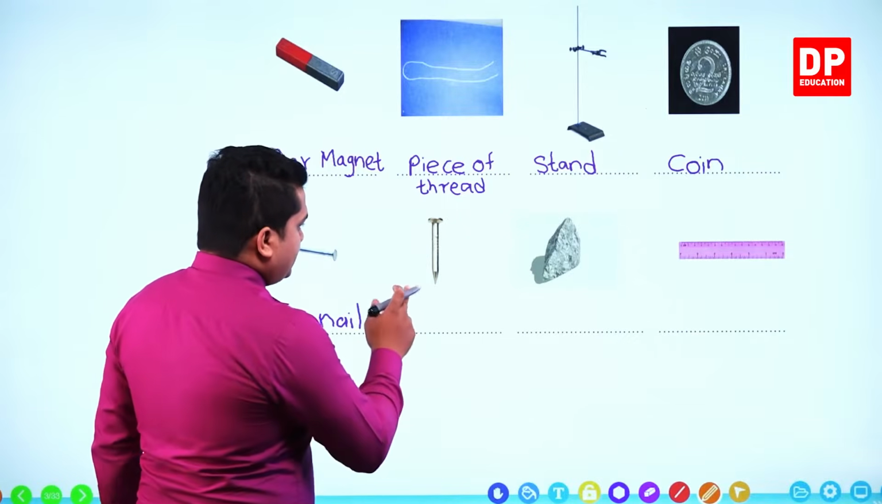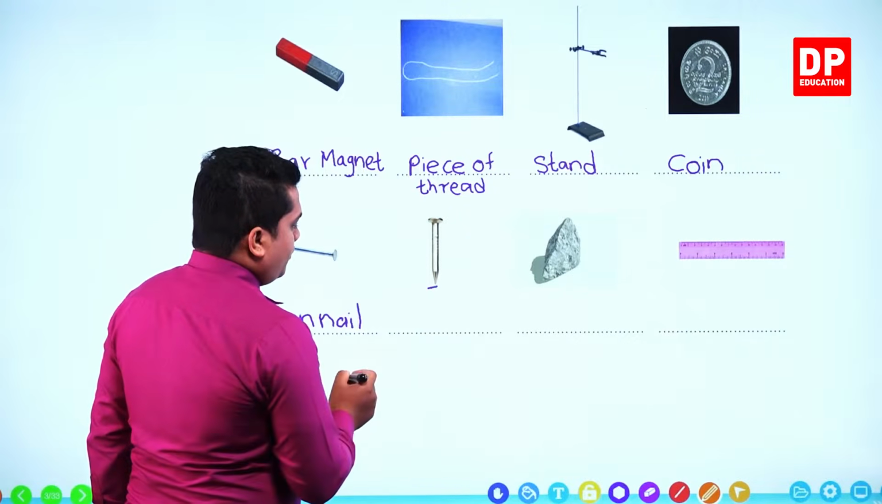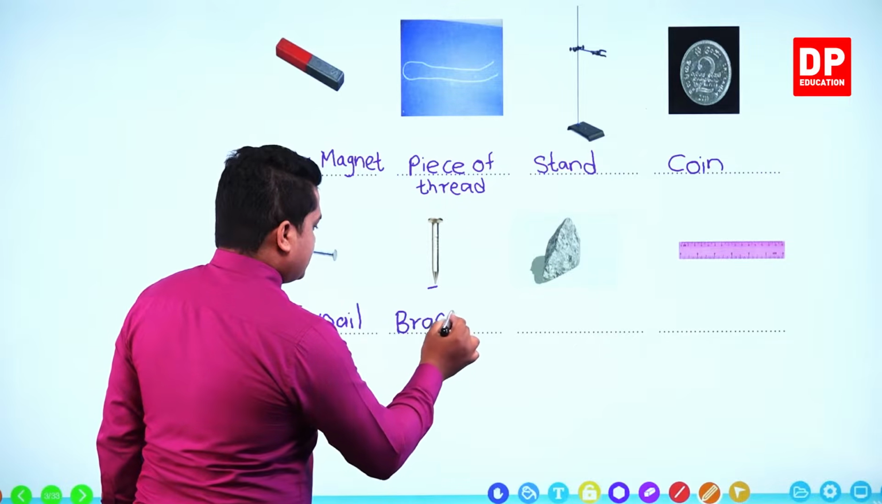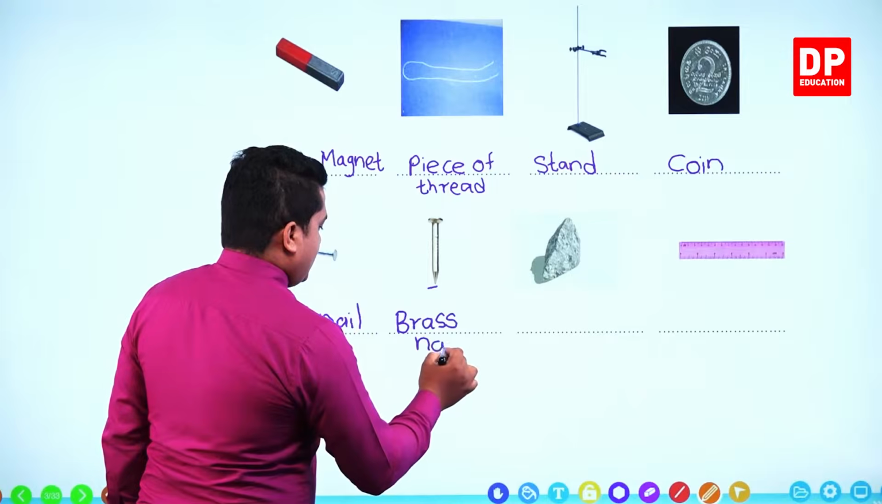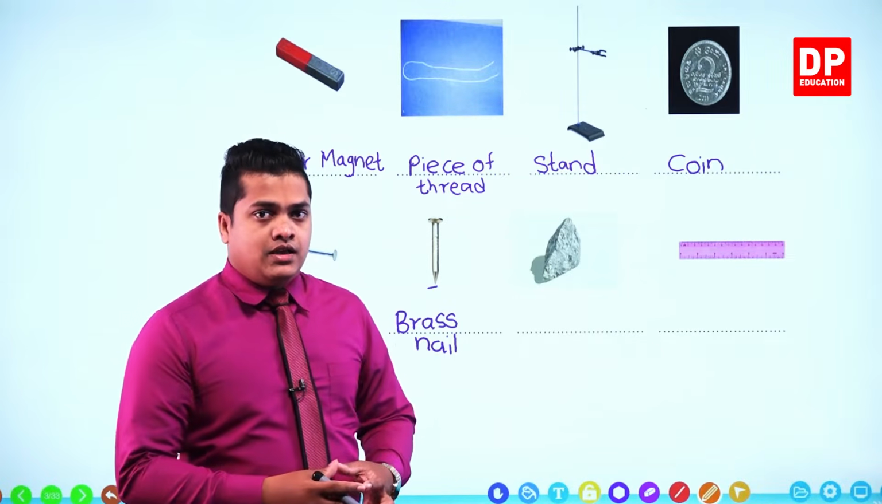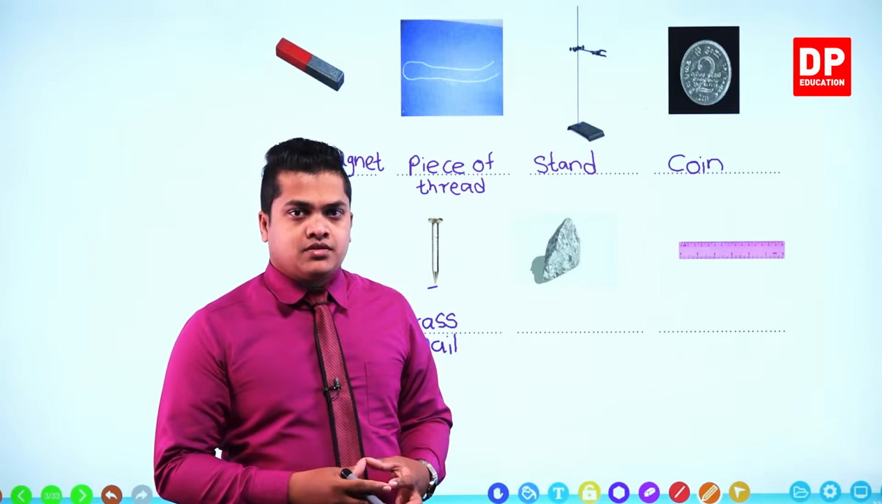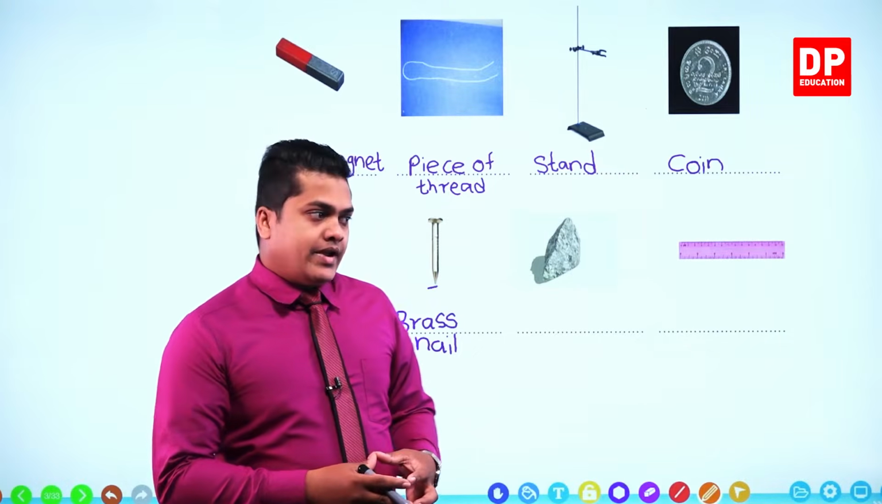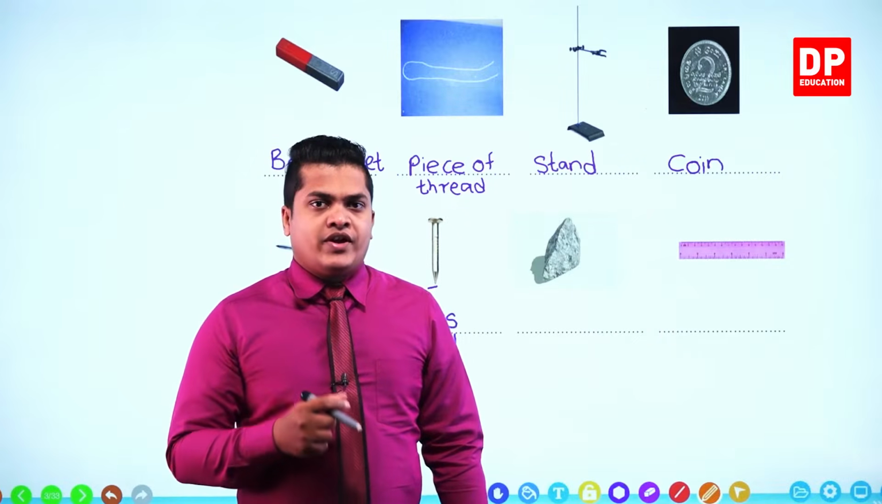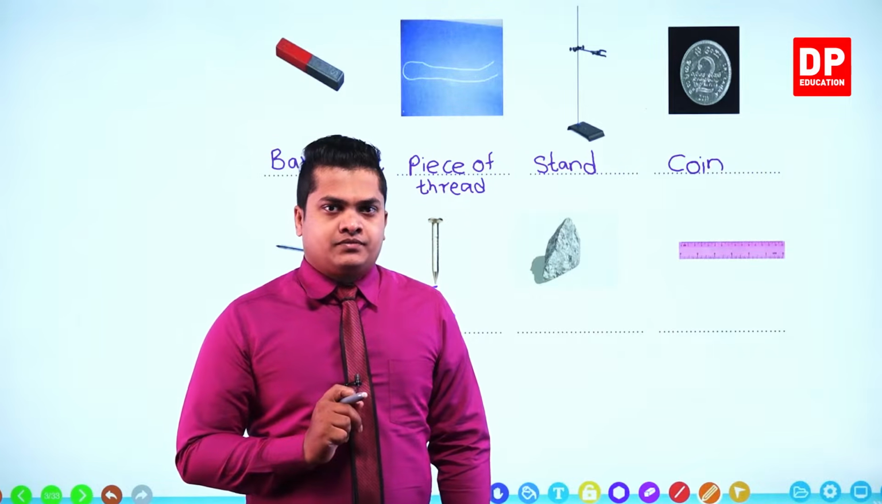So this nail is called the brass nail. It is made of brass. You'll be needing a brass nail, right? This is made with brass. So if you don't have a brass nail, you can find a piece of copper.